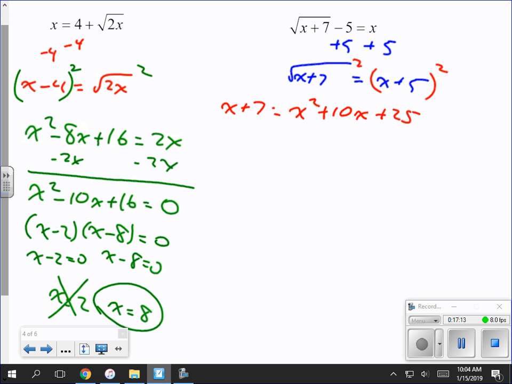Once again, I have a quadratic. How do you solve a quadratic? Set it equal to 0. Subtract x and subtract 7 from both sides. 0 equals x squared plus 9x plus 18. Two numbers that multiply to give me 18 that add to give me 9.